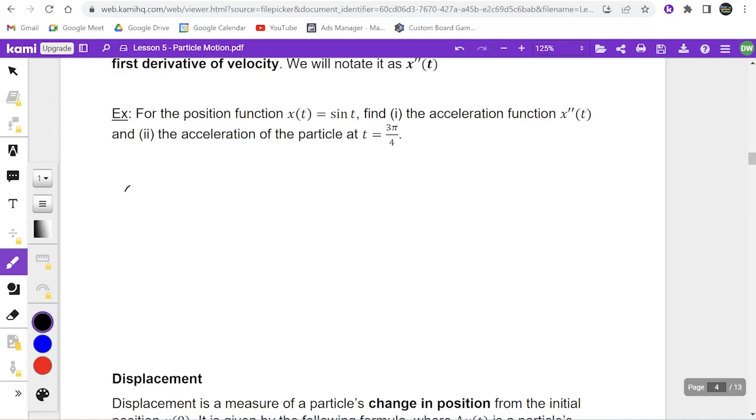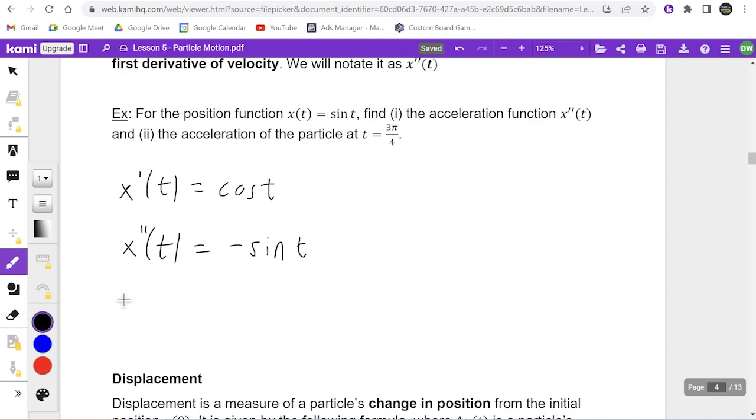So what I'm saying is we've got x prime of t, we already said it was cosine t. If you want to find the second derivative, you just got to tell me the derivative of cosine. Can someone tell me the derivative of cosine? Negative sine. Thank you for remembering the negative. Yes, so we got negative sine here.